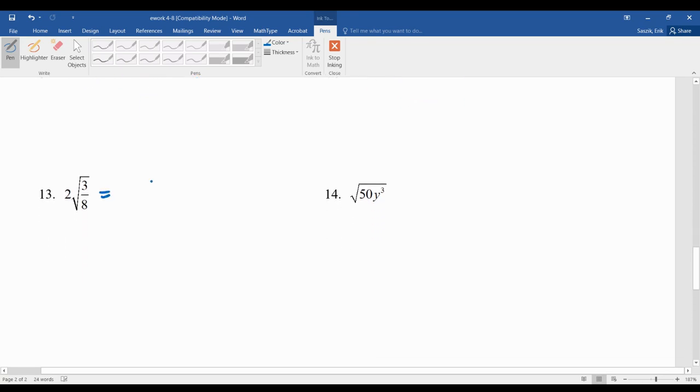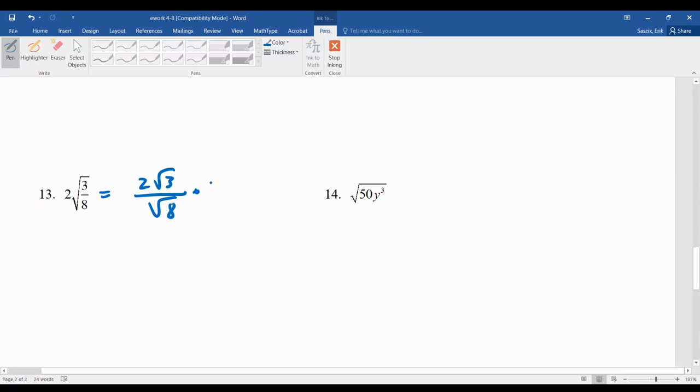This was written a little bit differently on your worksheet. I want you to realize that these are the same thing. When you have the root over the whole thing, it's the same thing there, okay?